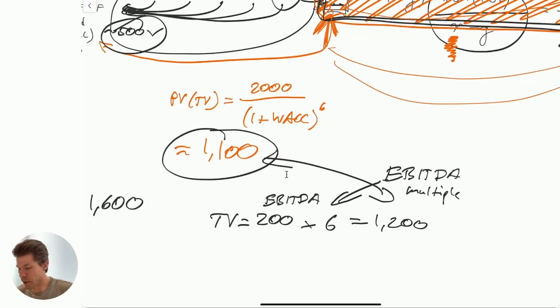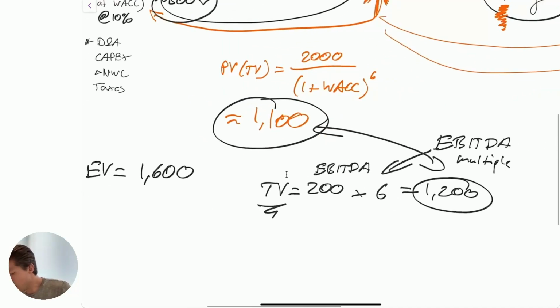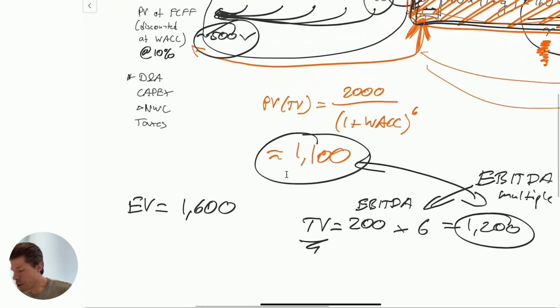Okay, I made up this example, but it's approximately the same. Maybe it's different. You can use an average, and then look at where the numbers are coming from. But then you would do the same. You have your terminal value of 1,200, and you would add this, and then you have 1,700. That's how you do it.